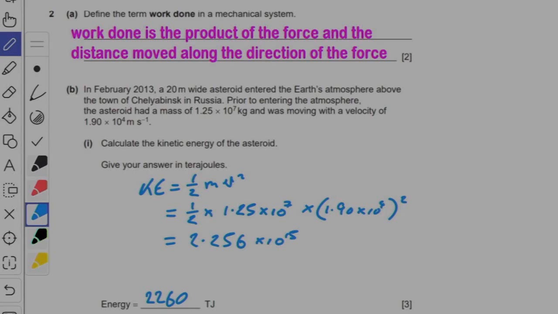So again, this rule about using your input numbers to guide how many significant figures you use in your output numbers is important. So 3 significant figures going in, 3 significant figures coming out.